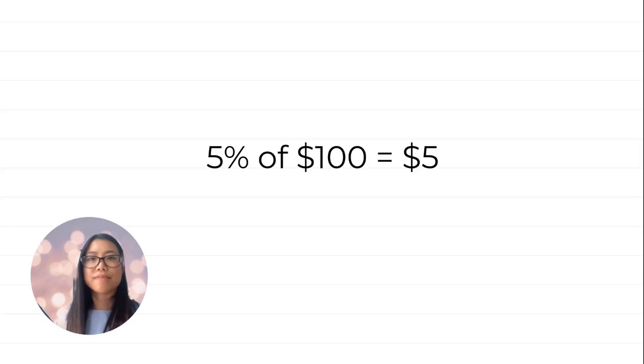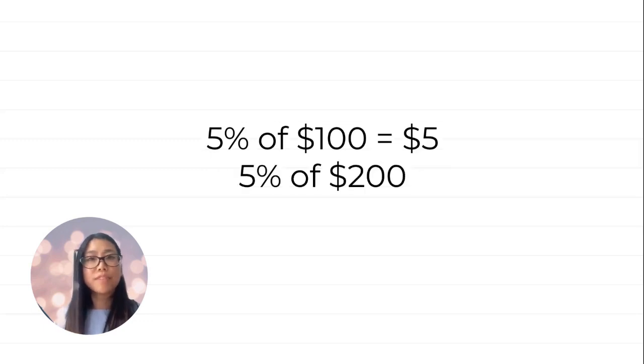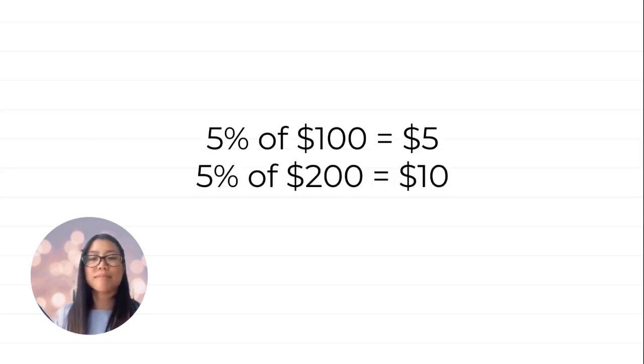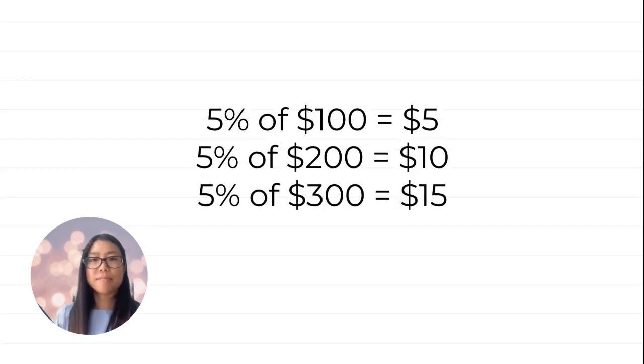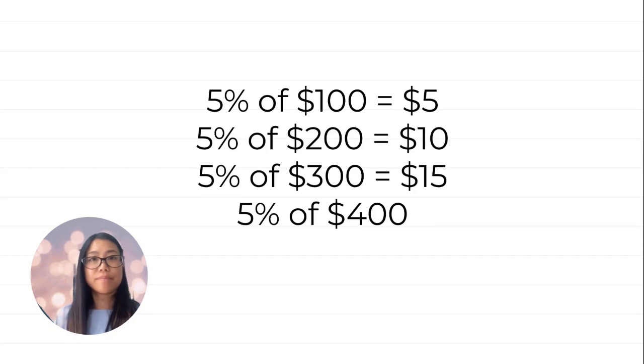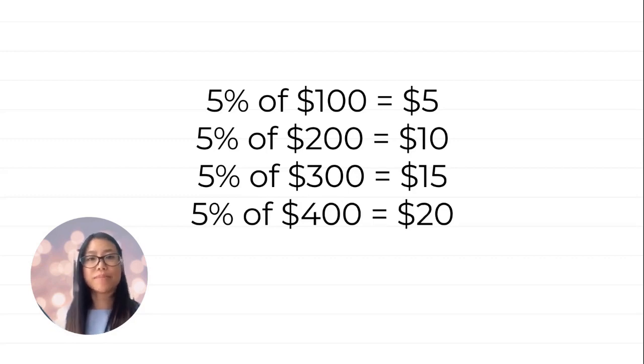5% of 100, $5. 5% of 200, $10. 5% of 300, $15. 5% of 400, $20. Now take a look at the pattern here. 5 times 1 is 5. 5 times 2 is 10. 5 times 3 is 15. And 5 times 4 is 20.